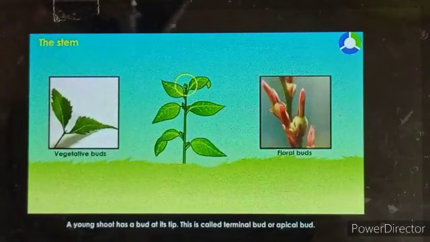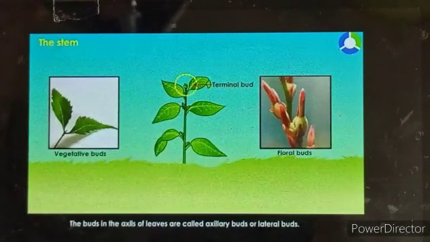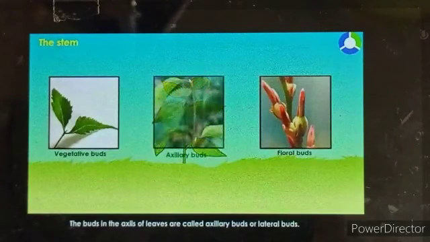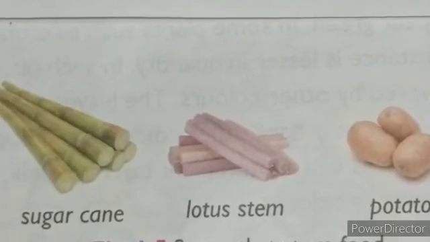A young shoot has a bud at its tip. This is called terminal bud or apical bud. The buds in the axils of leaves are called axillary buds or lateral buds. They give rise to lateral branches. Some plants like potato, ginger and onion are underground stems.